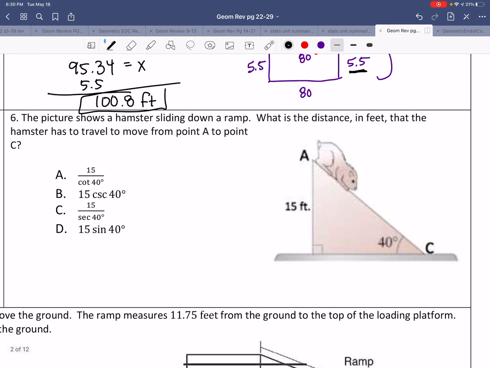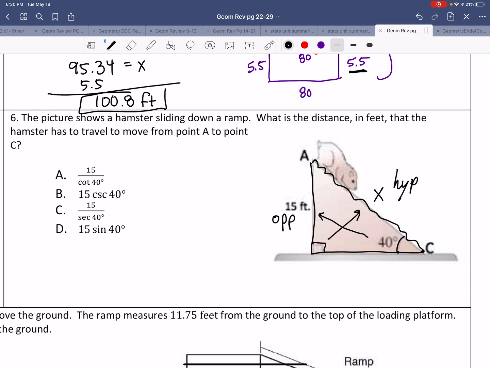Item 6, we get a hamster rolling down a slide, and we've got a reference angle. It says, what is the distance the hamster had to travel? So we're going to make X the distance they want me to solve for. And this would be the hypotenuse. So I need sine. The sine of 40 is opposite over hypotenuse. So the sine of 40 is the opposite side, 15, and the hypotenuse is X.